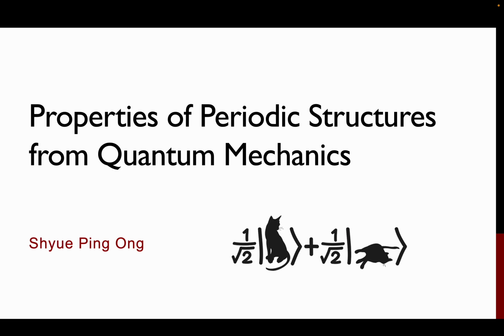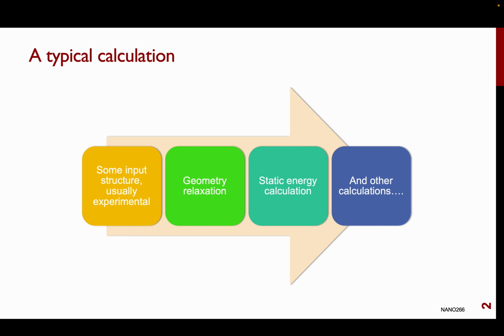In this lecture, I'm going to talk about how you actually obtain properties of periodic structures from your quantum mechanical calculations. Some part of this will actually be used in your lab too, so I will give you a hint later. So this is what a typical calculation looks like, right? And it's very similar to your lab number 1 and molecular calculations, okay?